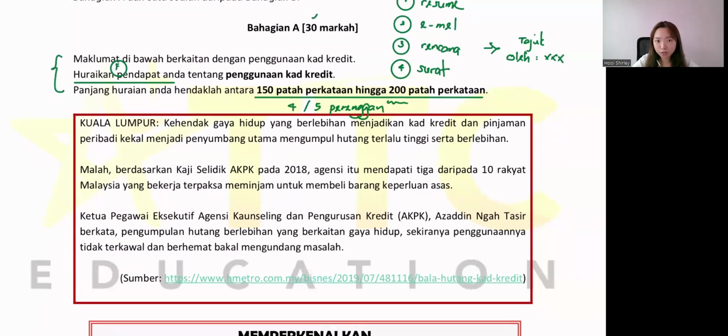Then the formats we've finished already. Topic. This question is very obvious. Pastor, tell me, what is the topic for this question? Everything here. They give you the topic, right?